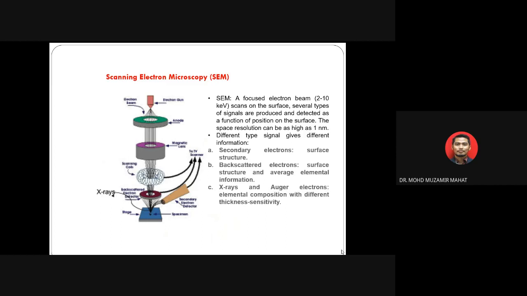And of course, once the electron bombards your specimen, the surface produces different signals. This signal is in response to the interaction between the first electron hitting the sample. After some interaction, they produce signals in different responses, which give different information. Secondary electrons give the surface structure. Backscattered electrons give surface structure and average elemental information. X-rays and Auger electrons give elemental composition with different thickness sensitivity. So those are the basic signals that we can get after we first hit the sample with the electron.